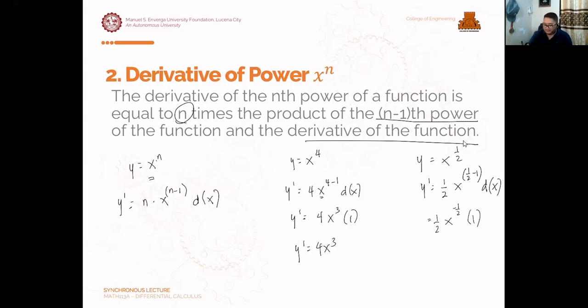So this will be 1/2 x raised to negative 1/2, and para maging positive yung exponent natin, anong gagawin natin? Sa law ng exponent, kailangan pag naka-negative yung exponent natin, dapat lilipat natin siya sa ilalim. Okay? That will be 1/2 times 1 over x raised to 1/2. Kaya yung derivative natin will be equals to 1 over 2 square root of x. Okay? Again, last meeting I already explained kung paano nag-change yung exponent natin into radical form. Okay? Kaya naging 1/2 yun. Okay? Okay tayo sa derivative of power.